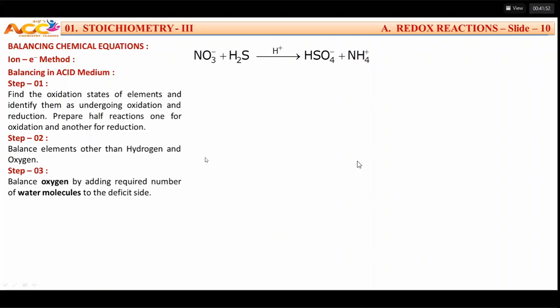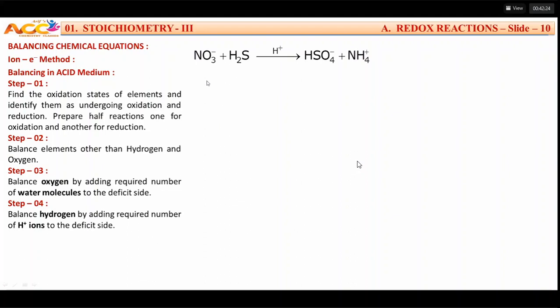After that, what happens, sir? Hydrogens are getting disturbed. If you add H2O, naturally you have balanced oxygen, but you have added unnecessary H2. Then to balance hydrogen, we have to use H plus. Why? Acid medium. Step number 4, balance hydrogen by adding the required number of H plus ions to the side where you have a deficiency of hydrogen. And after that, the job is over.